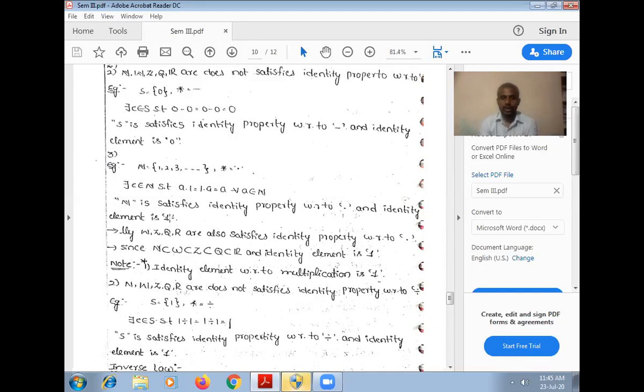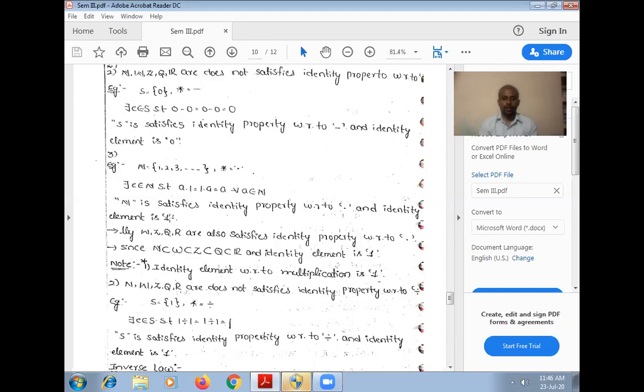The identity element with respect to multiplication is 1. So N satisfies the identity property with respect to multiplication, and the identity element is 1. Similarly W, Z, Q, R all satisfy the identity property with respect to multiplication, because N is a subset of W, W of Z, Z of Q, Q of R, and the identity element is 1.